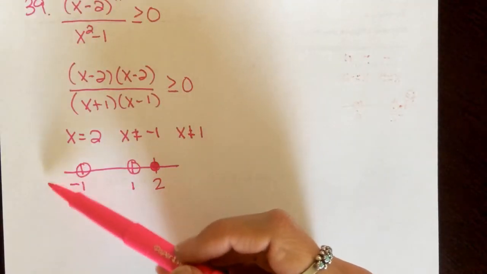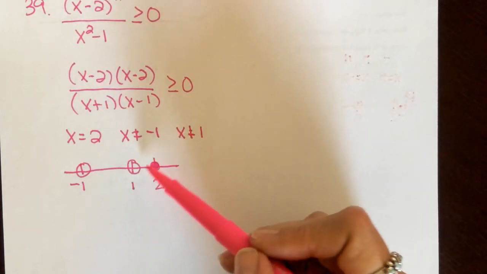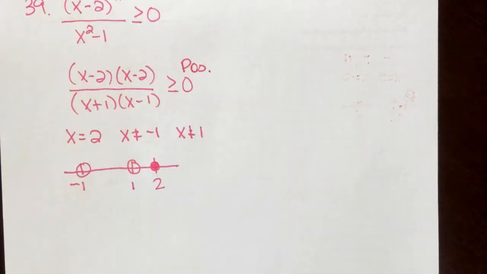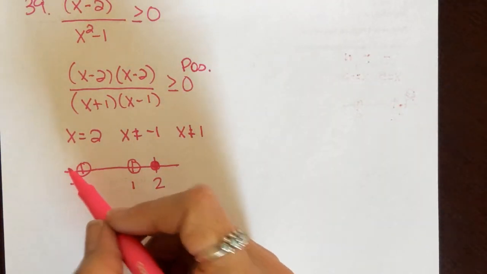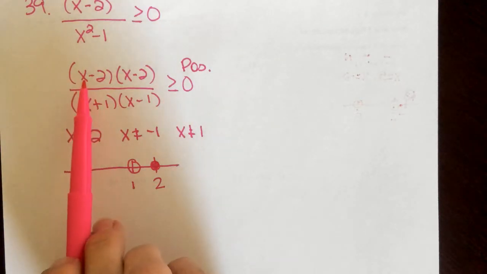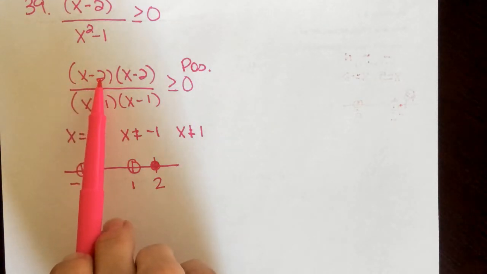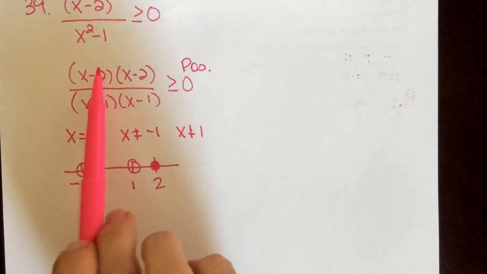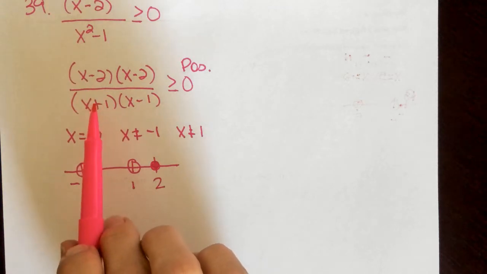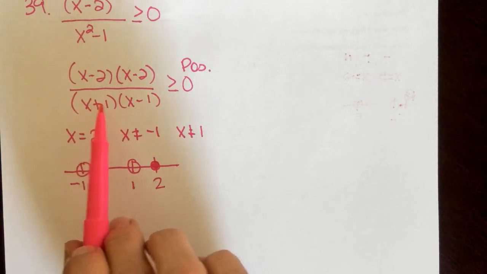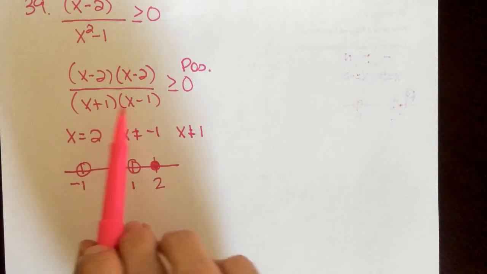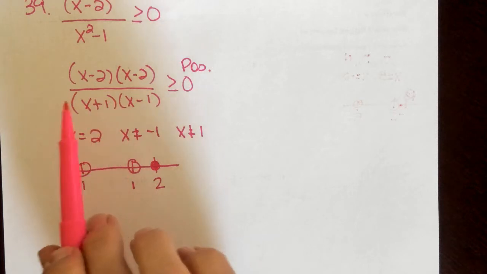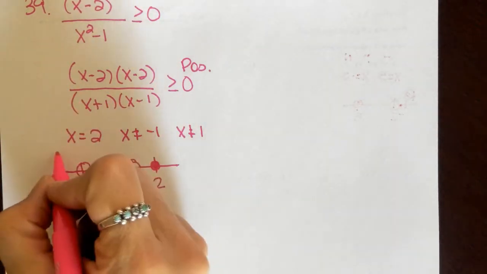And again, you're going to pick a point to the left, a point here in the middle, a point here, and a point here. And this time we're trying to figure out which ones give me positive answers. If I pick a number over here to the left, let's say I picked negative 2. I have negative 2 minus 2 is negative 4. This would also give me a negative 4, and a negative 4 times a negative 4 would give me a positive 16. On the bottom, if I plugged in negative 2, I'd have negative 2 plus 1 is negative 1, negative 2 minus 1 is negative 3, and a negative times a negative would give me another positive. So a positive divided by a positive would give me a positive.